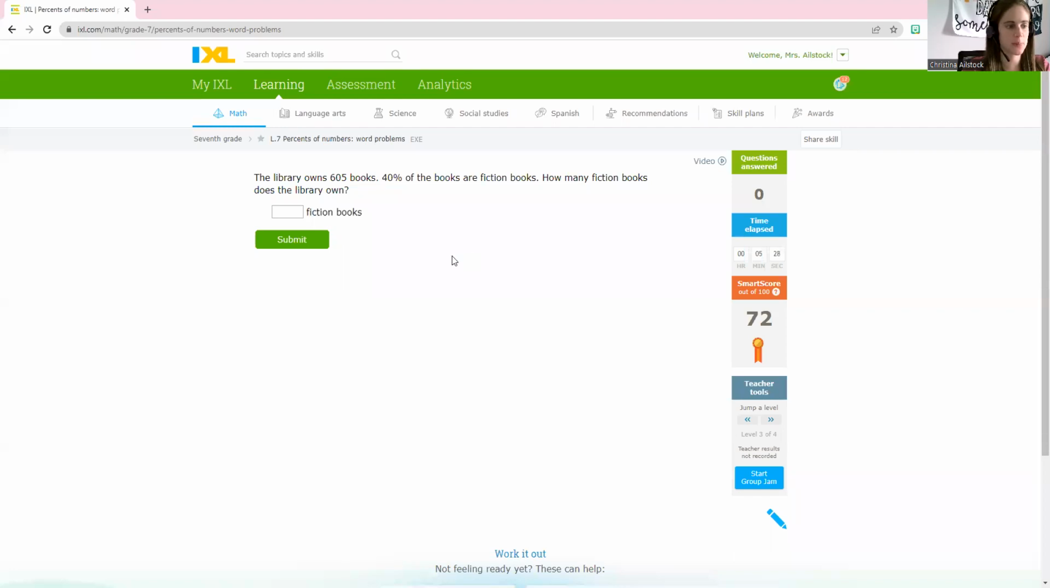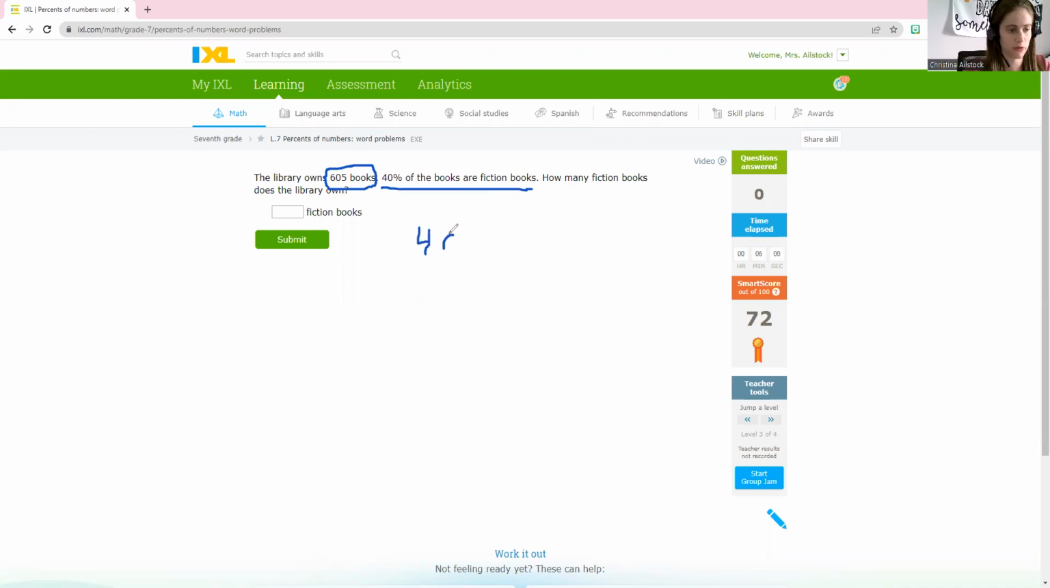All right, let's bump it up a notch here, have slightly larger numbers that we're dealing with. The library owns 605 books. 40% of the books are fiction books. How many fiction books does the library own? So 40% are fiction. There are a total of 605 books, and we want to know the exact number. So we want to know what 40% of 605 is.